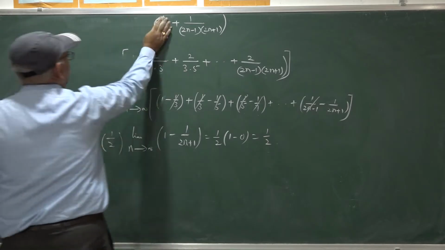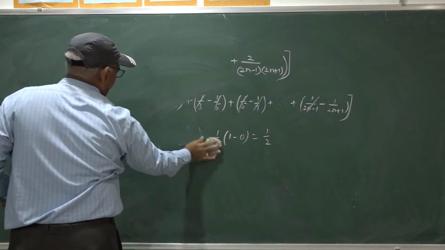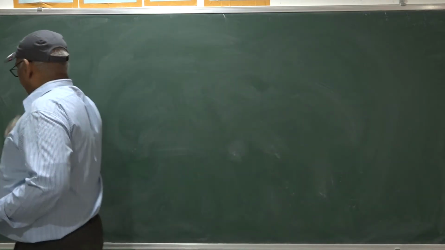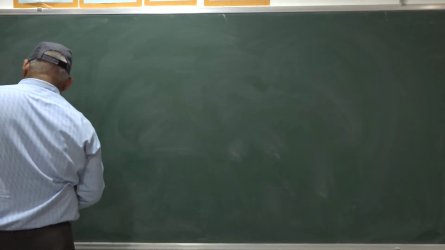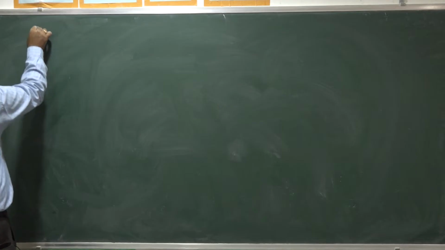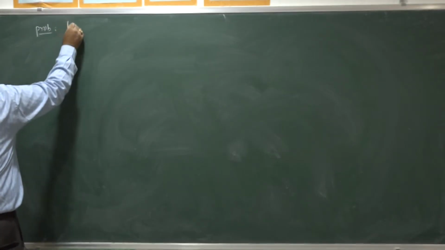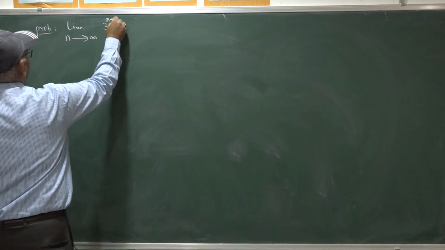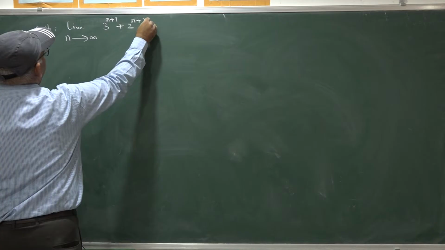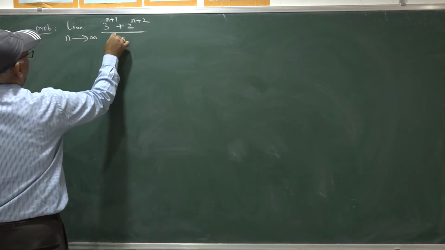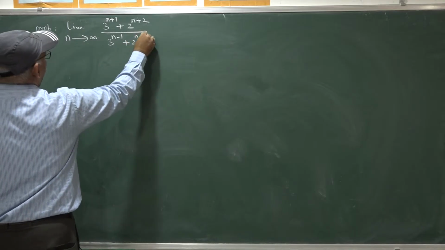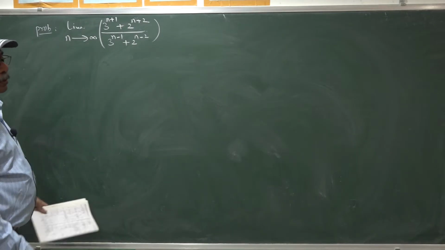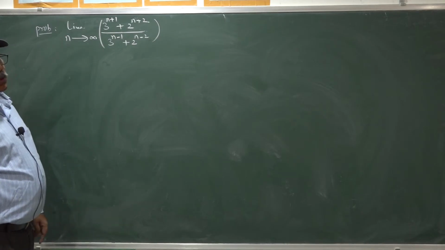Next one. Next problem. Limit as n goes to infinity, 3 power n plus 1 plus 2 power n plus 2 by 3 power n minus 1 plus 2 power n minus 2.